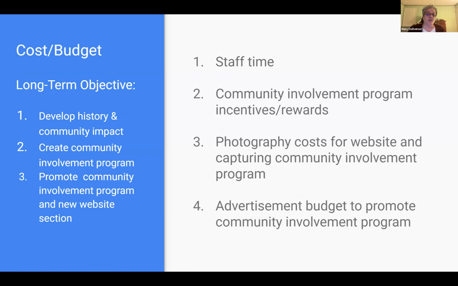And the cost budget for the long-term objective: staff time to go through the history and gather the information, put things together; community involvement program incentives and rewards for employees that became involved in community service and activities; photography costs for the website, and capturing community involvement program. Again, I'm assuming that there's not a photographer on staff. You'd want to be capturing when your employees were out in the community and when they were contributing to different activities and plans. And then an advertising budget to promote the community involvement program. And I put that in there intentionally because I wanted to ensure that there was some guaranteed coverage of the community involvement program, and that information would get out there to a wider audience.